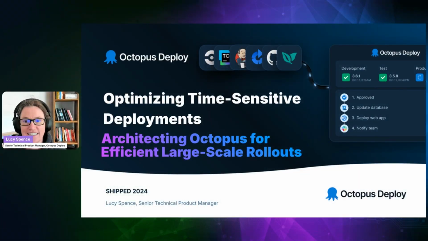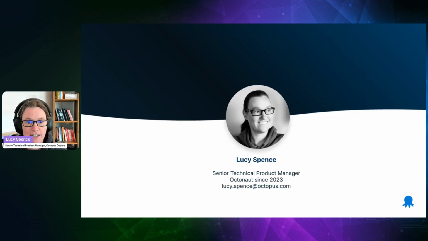My name's Lucy, and today what we're going to be talking about is optimizing time-sensitive deployments by the choices that you can make within Octopus and architecting, I guess, for efficiency within large-scale rollouts. Specifically, we're going to talk about some strategies and signpost features that you can use, which will help increase your throughput. Let me start by giving you a bit of background on me.